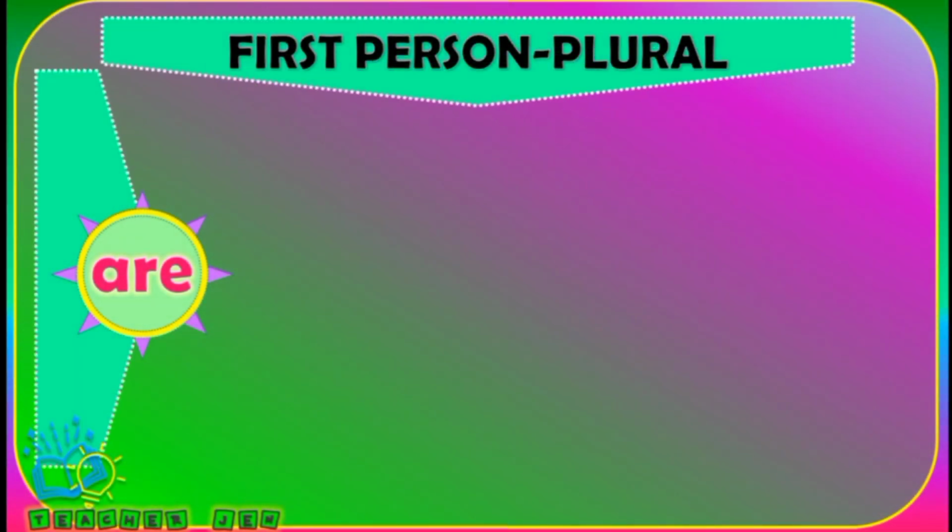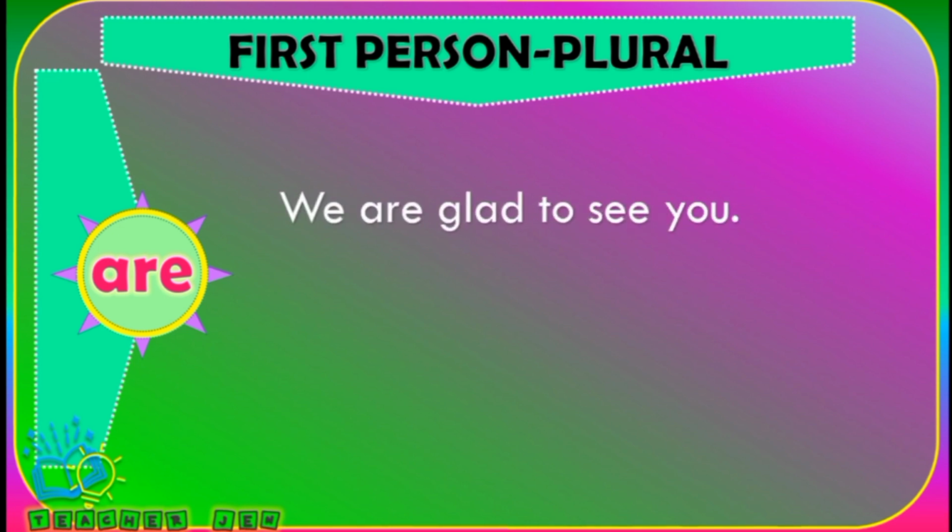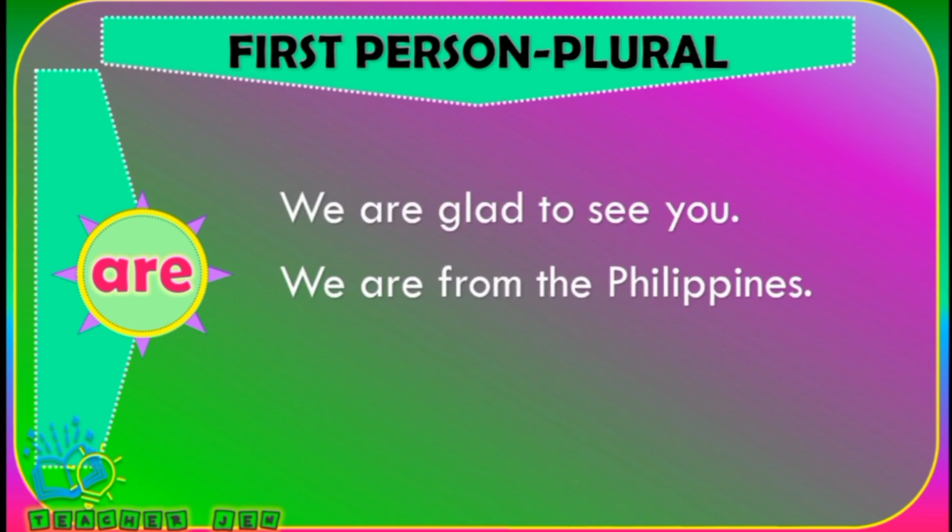To be verb are is used for the first person plural. We, us, our, and ourselves are all first person plural pronouns. But since we are talking about the subject of a sentence to which our verb agrees, then we use the pronoun we followed by the plural verb are. For example, we are glad to see you. We are from the Philippines. We are ready.